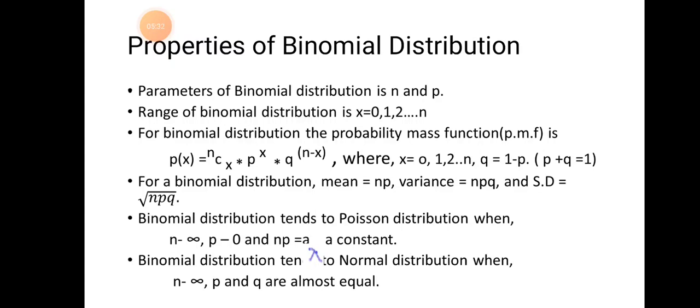Binomial distribution tends to Poisson distribution when n is infinite and p is 0 and np is equal to lambda, a constant. That is, when n is very large and p is very small, we cannot apply binomial distribution and it tends to Poisson distribution. Binomial distribution tends to normal distribution when n is very large and p and q are almost the same.